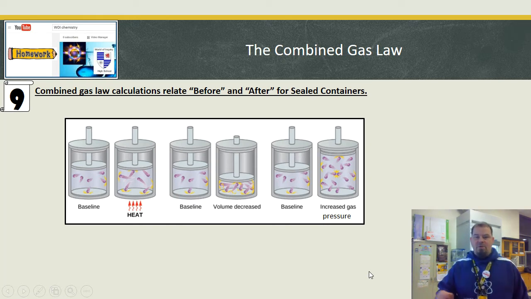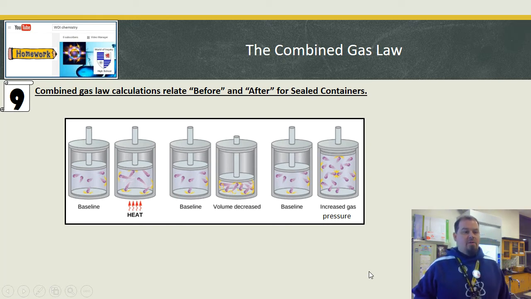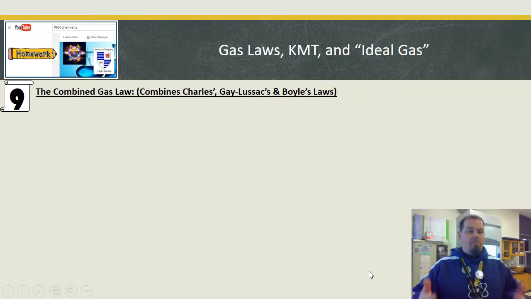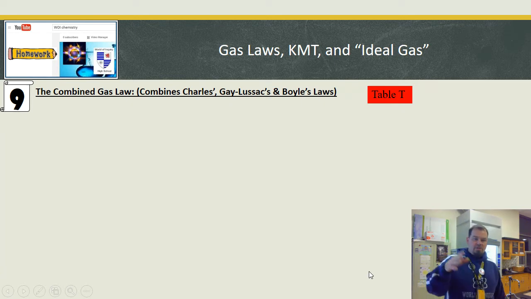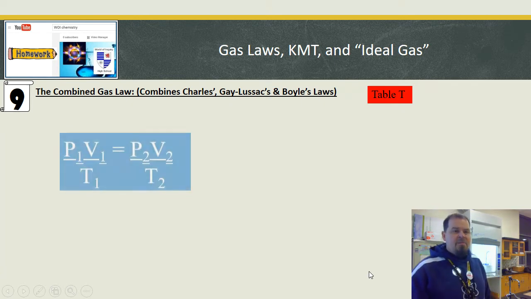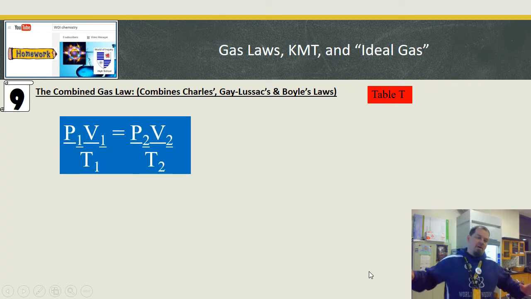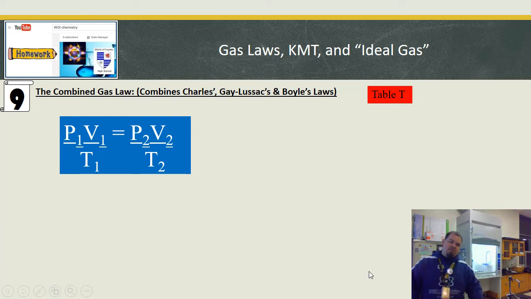This is a picture of what I'm talking about going on. So there's a baseline, heat one, and it's going to expand, decrease one, it's going to not, that kind of thing. And that's part of what lab is. There are these three laws, the Charles's law, the Gay-Lussac's law, the Boyle's law. You'll see them in lab. But when I put them all together, you get this.